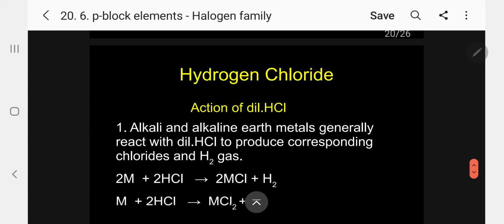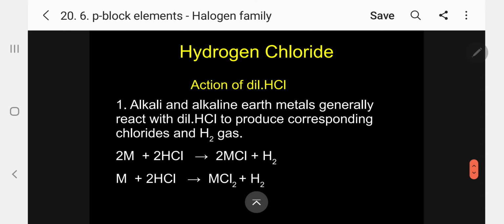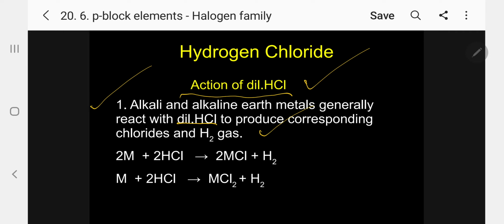Okay. Coming to the action of acids, dilute acid, concentrated HCl. In this case, let me first take the action of dilute HCl. Alkali and alkaline earth metals generally react with dilute HCl to produce the corresponding chloride, and hydrogen gas is liberated.